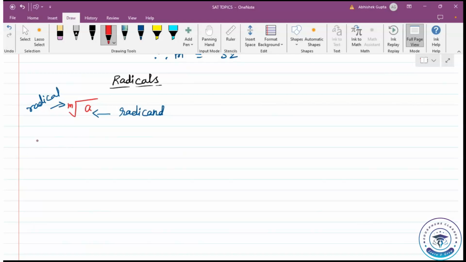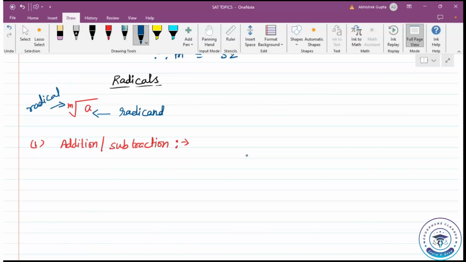So the first thing is the rule about addition or subtraction of radicals. How can we add or subtract radicals? First, we can convert them into decimal numbers and then add or subtract. But if you see many questions, they only ask for simplified radical form. We have to answer only in simplified radical form.